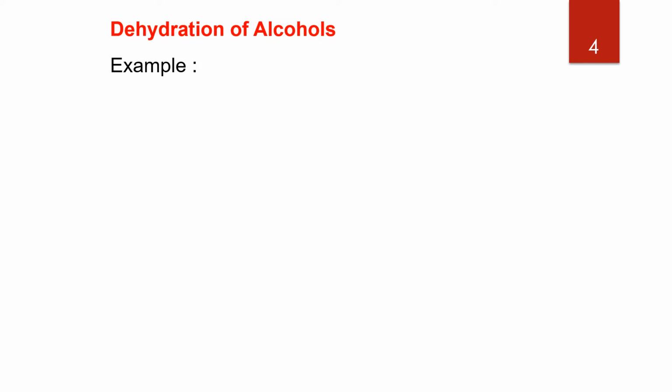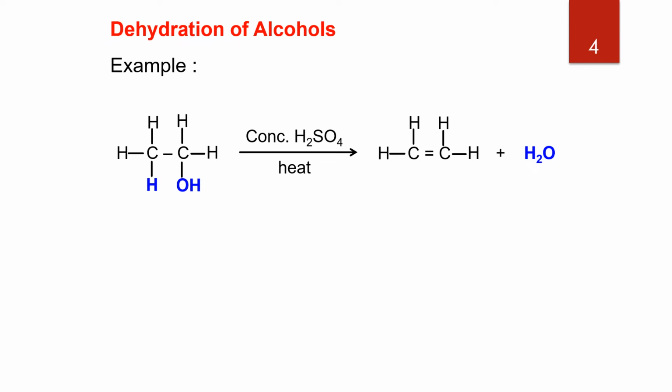Here are two examples of the dehydration of alcohols reaction. The first example is the reaction between ethanol with hot concentrated sulfuric acid to form ethene. In this reaction, ethanol will lose a water molecule, which is one of the carbons with the OH group will lose the OH group, and the neighboring carbon will lose the hydrogen atom.